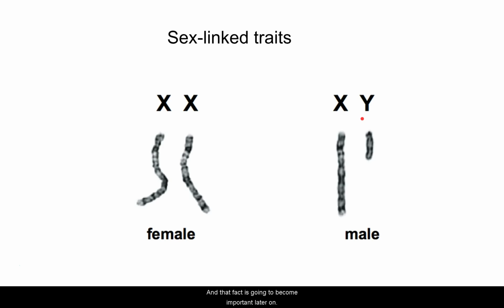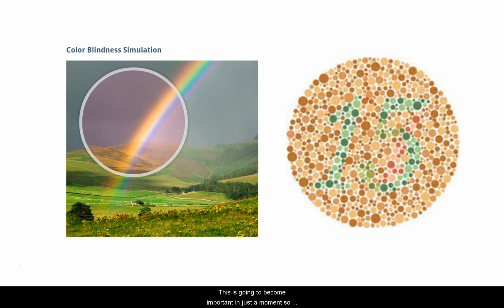That fact is going to become important later on because, as we will see, the Y chromosome sometimes does not have the ability to compensate for something that might be on the X chromosome. Like I said, this is going to become important in just a moment. So I'm going to focus on color blindness. It is a common sex-linked recessive trait.